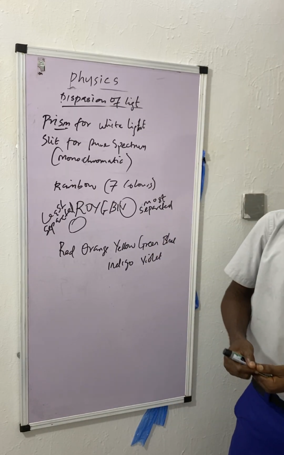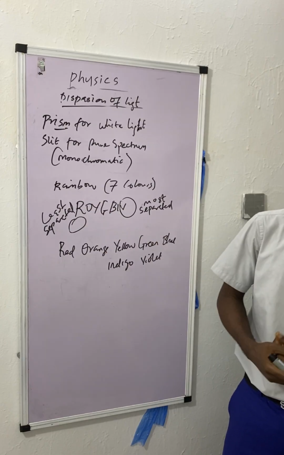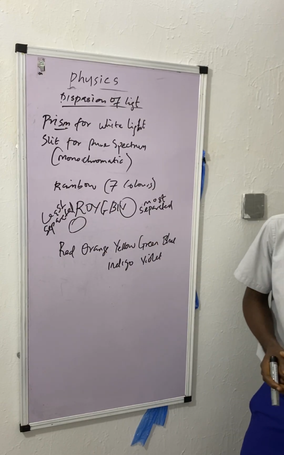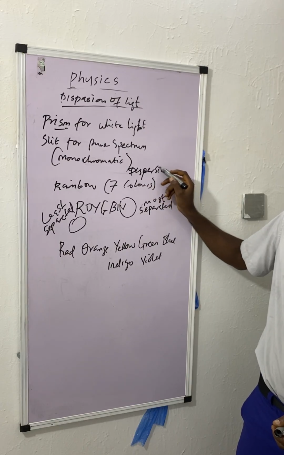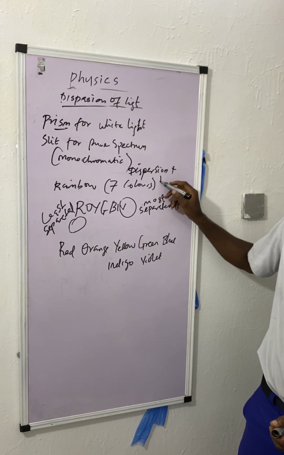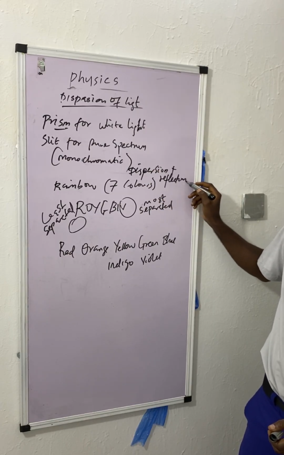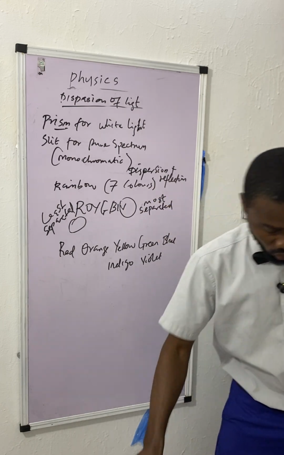So this rainbow you see here, it occurs as a result of what? Dispersion of light. Dispersion and reflection. So dispersion plus reflection gives us rainbow. Okay, that's a very common question.